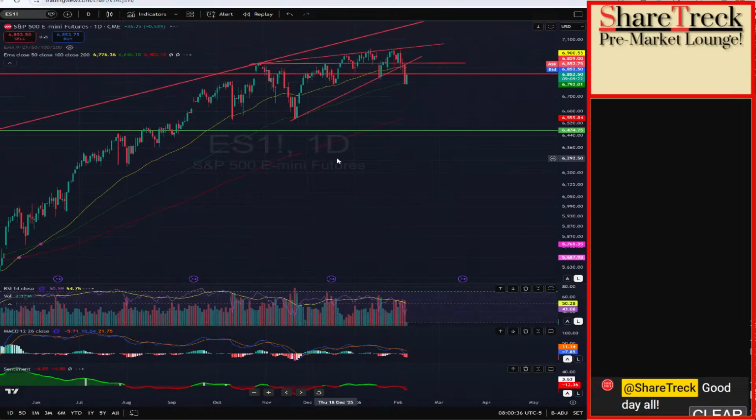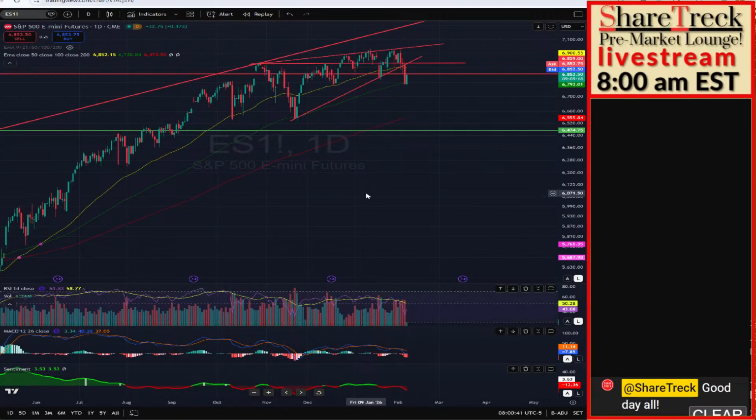Let's start off today with S&P 500 futures, and you would notice that I have incorporated our old indicators, that is the 50-day, 100-day, and 200-day exponential moving average for additional support. Let us start off with S&P 500.